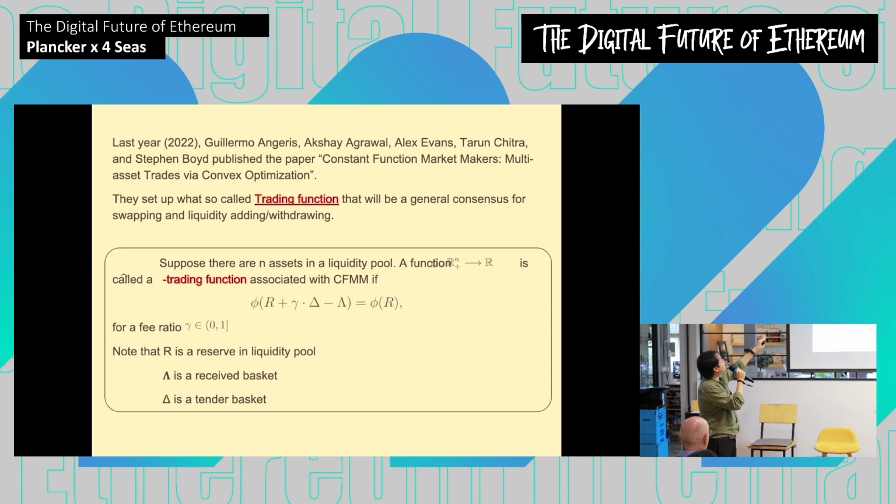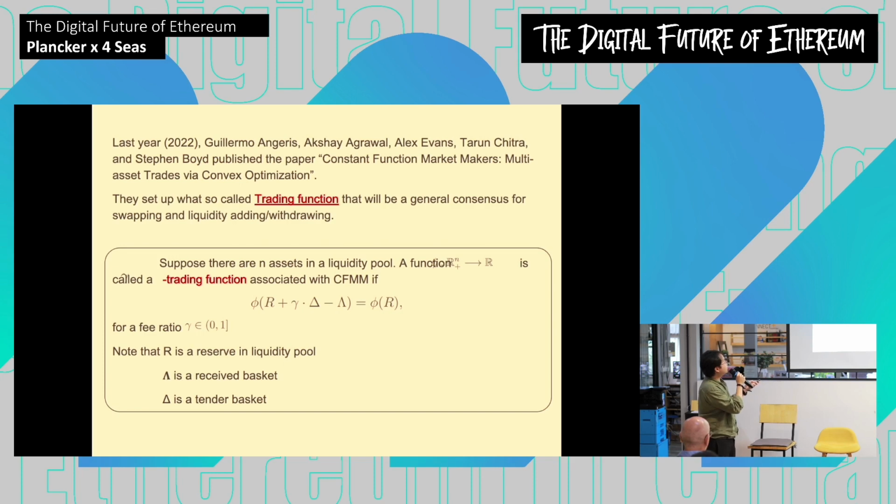I'm not sure about how to pronounce the names, Guillermo and Alex, Tarun and Stephen. They published the paper called the Constant Function Market Maker. So now you see this one. It's not like constant product or constant summation at all. They make a constant function, and then they set up what's called a trading function.